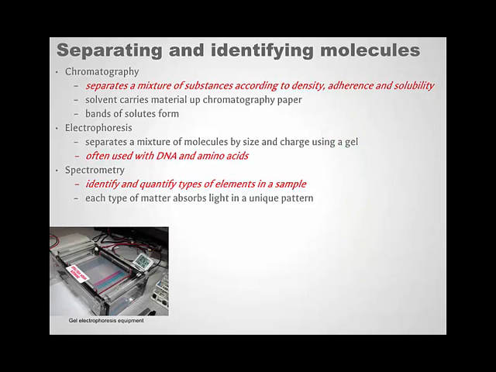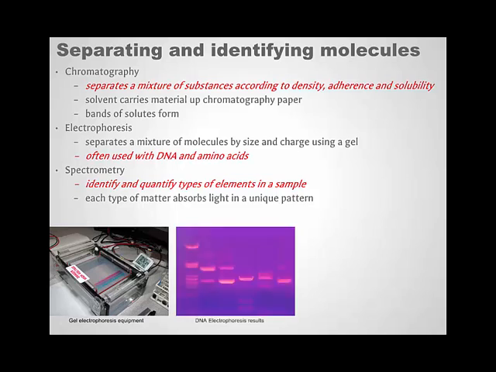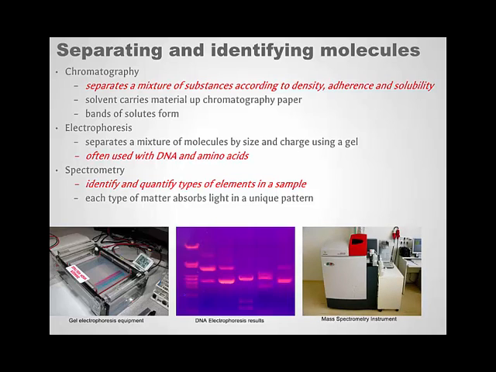This is an electrophoresis equipment, whereas the gel is in this rectangle here. You can see the wires for the electrical signal, and the DNA migrates. Then when you stain it, it forms a pattern of bands that you can gather some information from. And this is a mass spectrometer, basically a computer tool that you use.